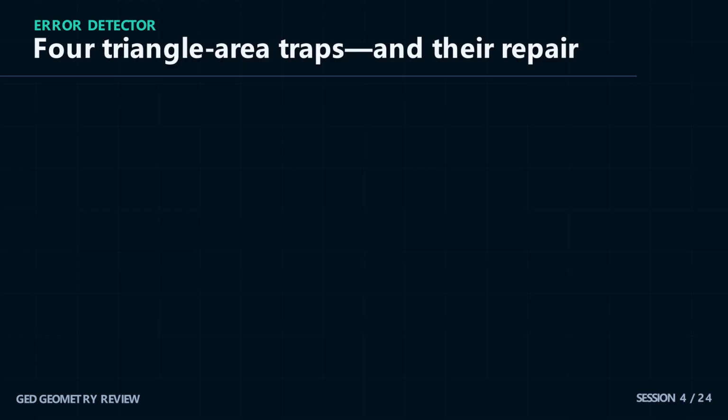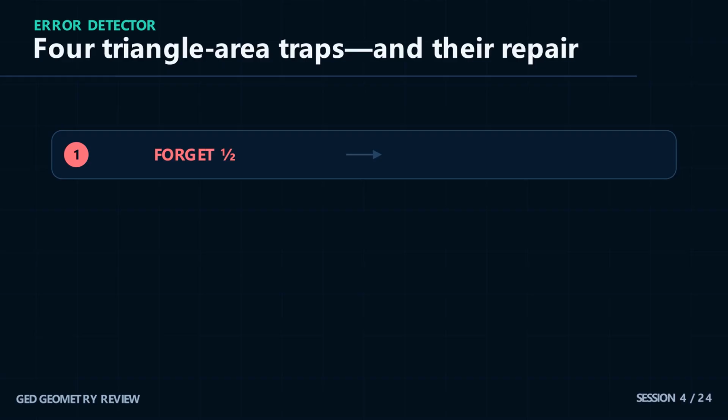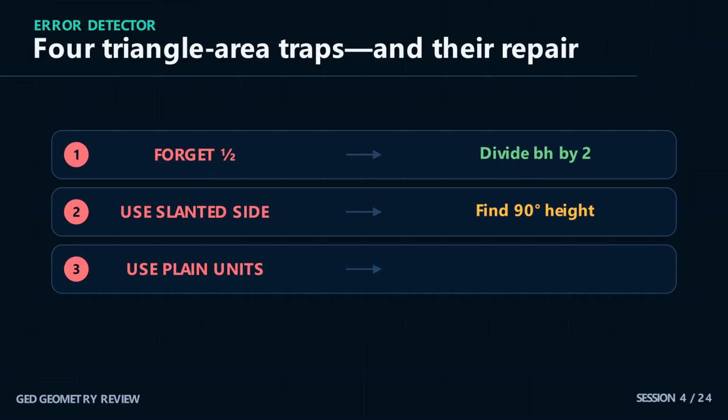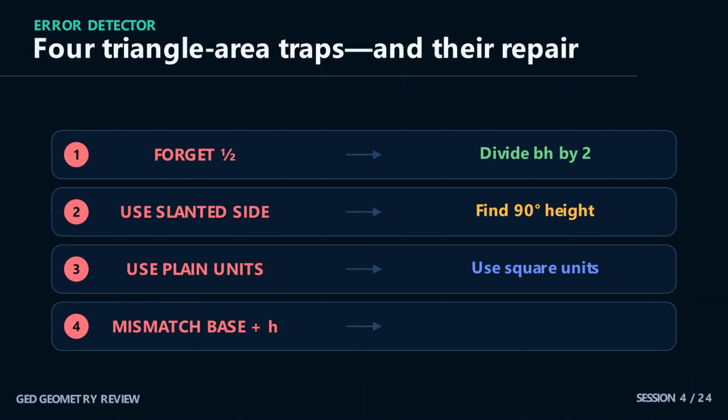Let us inspect 4 common triangle area errors. Error 1. Forgetting the 1/2. The repair is to divide the base height product by 2. Error 2. Using a slanted side as height. The repair is to find the perpendicular segment. Error 3. Using plain units for area. The repair is square units. Error 4. Using a height that belongs to a different base. The repair is to pair the chosen base with its own right angle height. Mark the base, height, and 90-degree box before calculating.